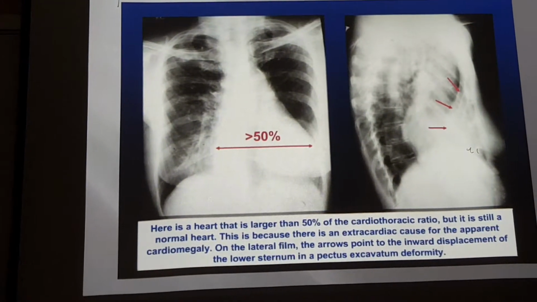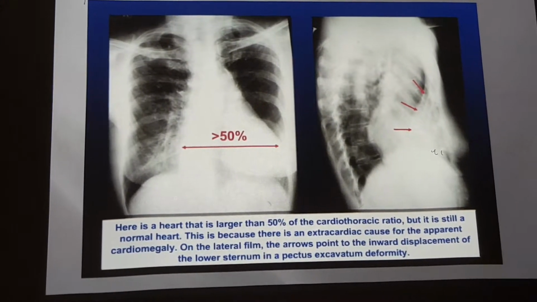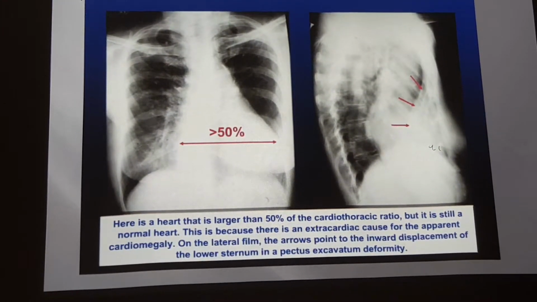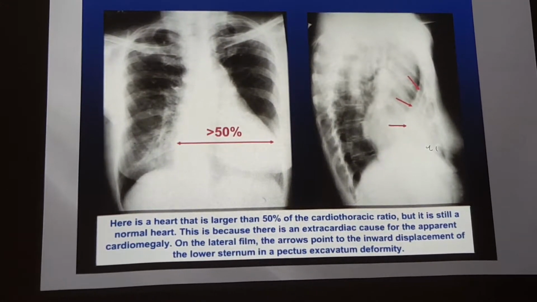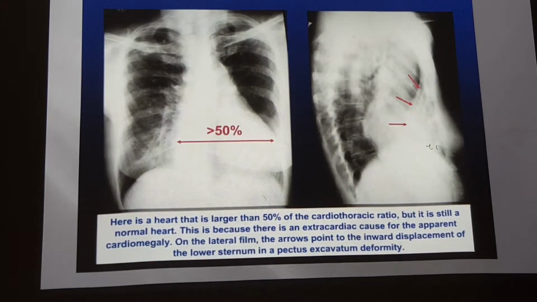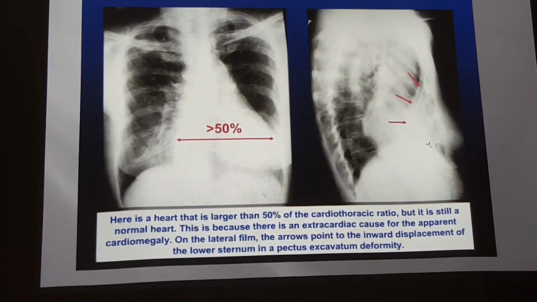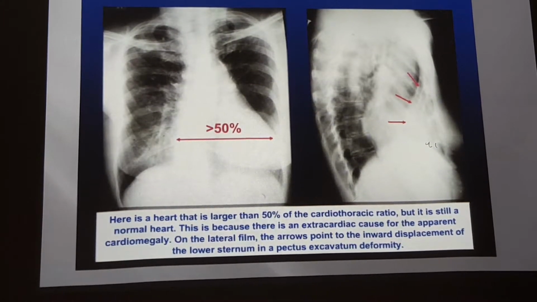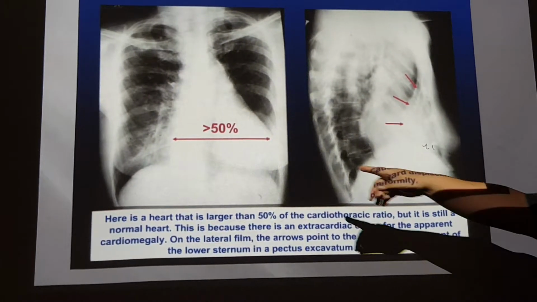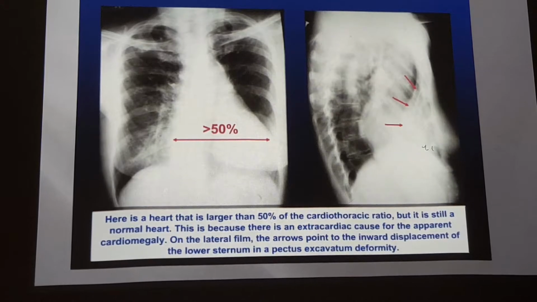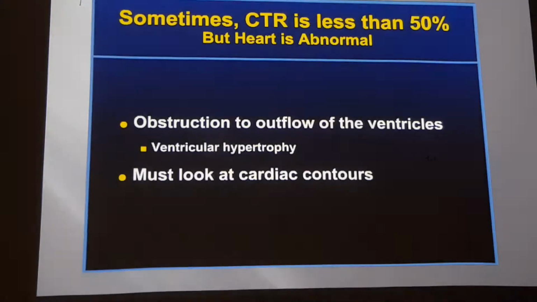So in this one, the heart size is larger than 50% cardiothoracic ratio, but it is still a normal heart. Why? Because there's an extra cardiac cause for the apparent cardiomegaly. They took a lateral view, and they found an inward displacement of the lower sternum due to pectus excavatum deformity. That pushes the heart more posteriorly, so that actually increases the apparent heart size, therefore increasing the cardiothoracic ratio.